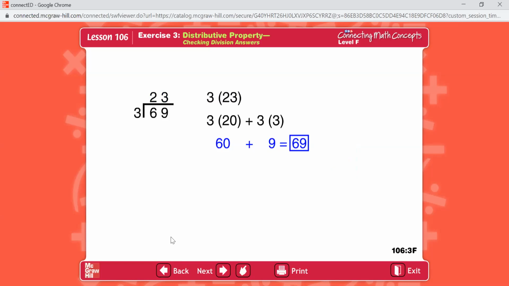We know our answer to the division problem is 23 because we have the same three numbers for the division fact and the multiplication fact. 3, 23, 69. 3, 23, 69.